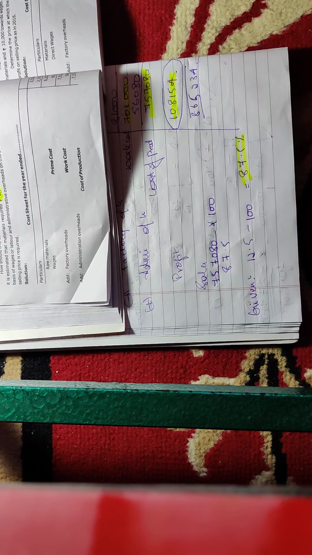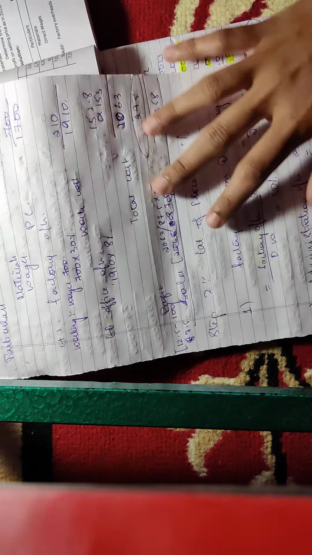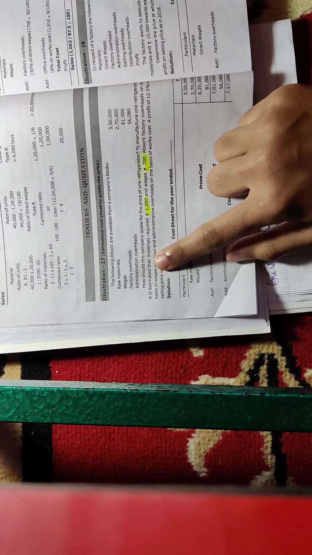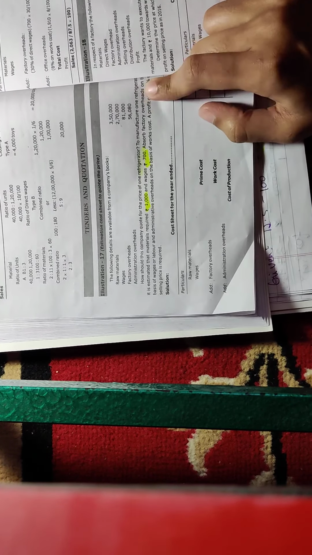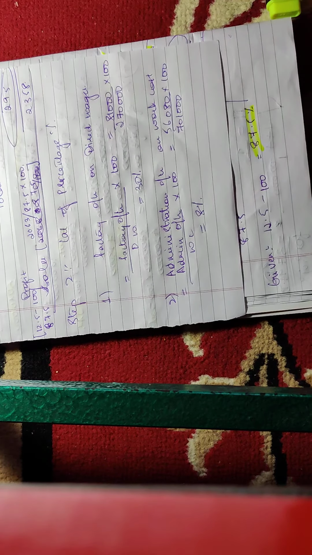Now your next step under this particular question is your step 2, that is you need to calculate your percentage. Okay, how will you calculate your percentage? In your question it says, to manufacture one refrigerator, it is estimated that materials required. This you will include in the estimated cost sheet. Now look at the percentages. Absorb factory overheads on the basis of wages or labor, and administration overheads on work cost. Okay, so your step 2 is your calculation of percentage.